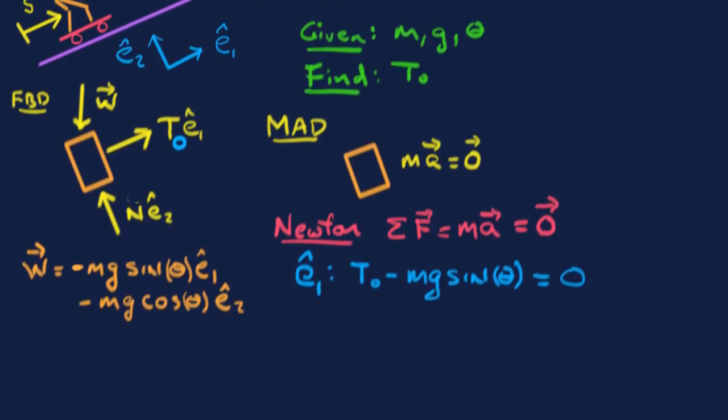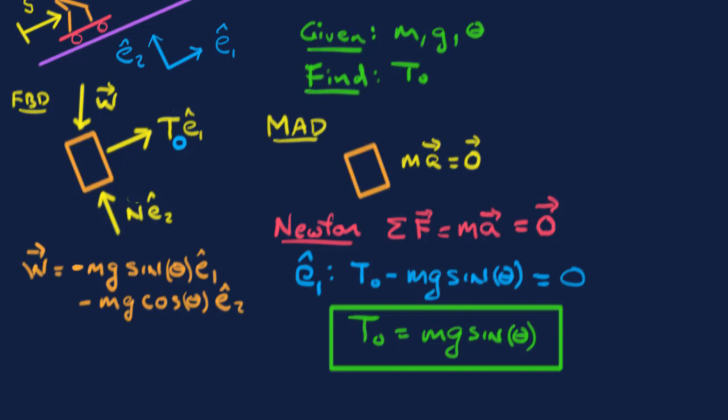Let me just scroll up real quick so I have some room. So what does this tell me? I can solve now, right? This tells me that T0 is mg sine theta. So looky here, what do I have? I got T0, my initial tension, that's what I want to find, in terms of m and g and theta, and those are the quantities that are given to me. So it looks to me like we're finished with question number 1.